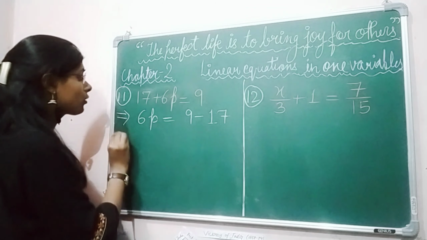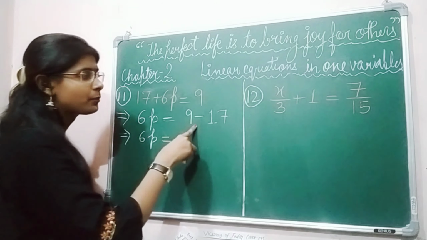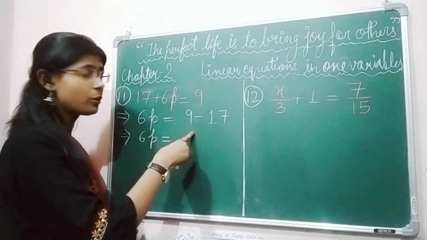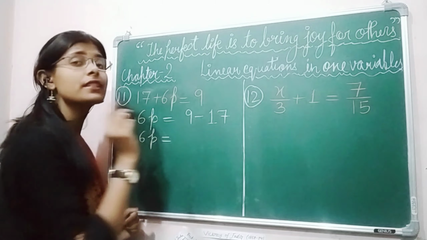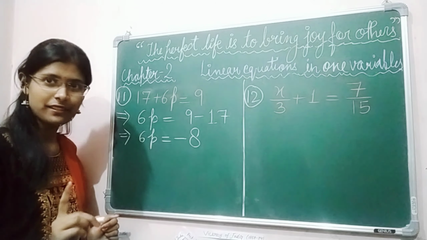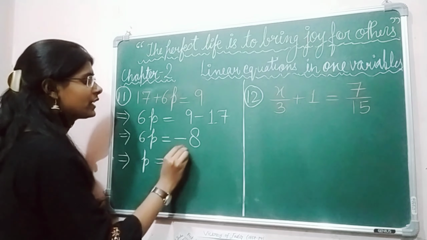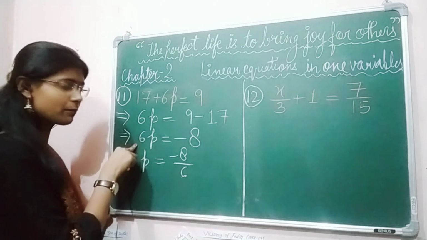Now recall your concept of integers that you studied in the last class. When we are subtracting a bigger number from the smaller, it always becomes the negative sign, right? And you would be getting minus 8, right? Now p is equal to minus 8 by 6 because 6 was in multiplication.